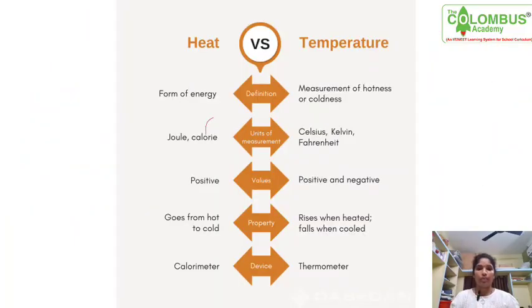Now we will discuss the difference between heat and temperature. What is heat? Heat is a form of energy, and temperature is a measure of the degree of hotness or coldness. The units of heat are joule and calorie. The SI or MKS unit of heat is joule. Calorie is the CGS unit.